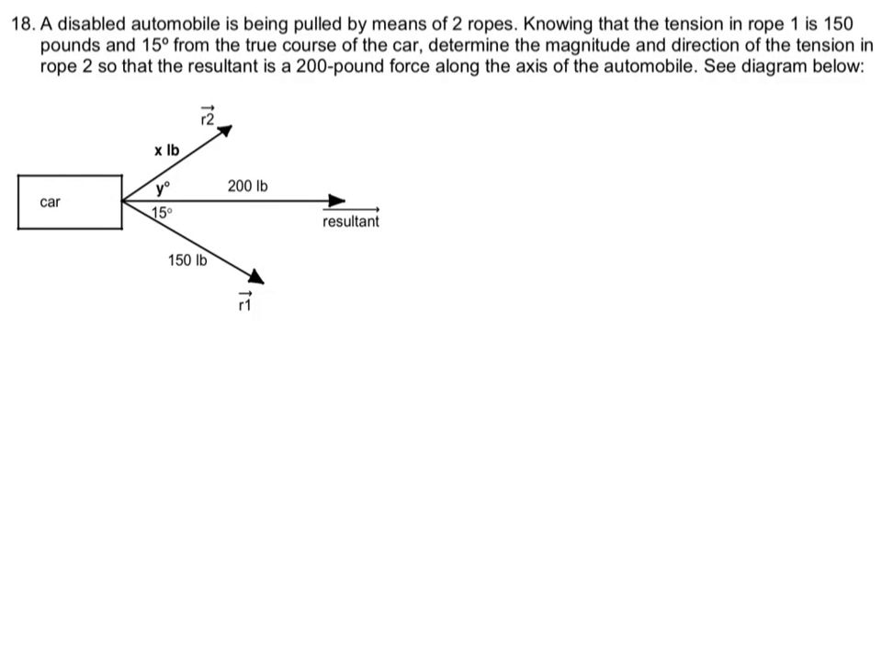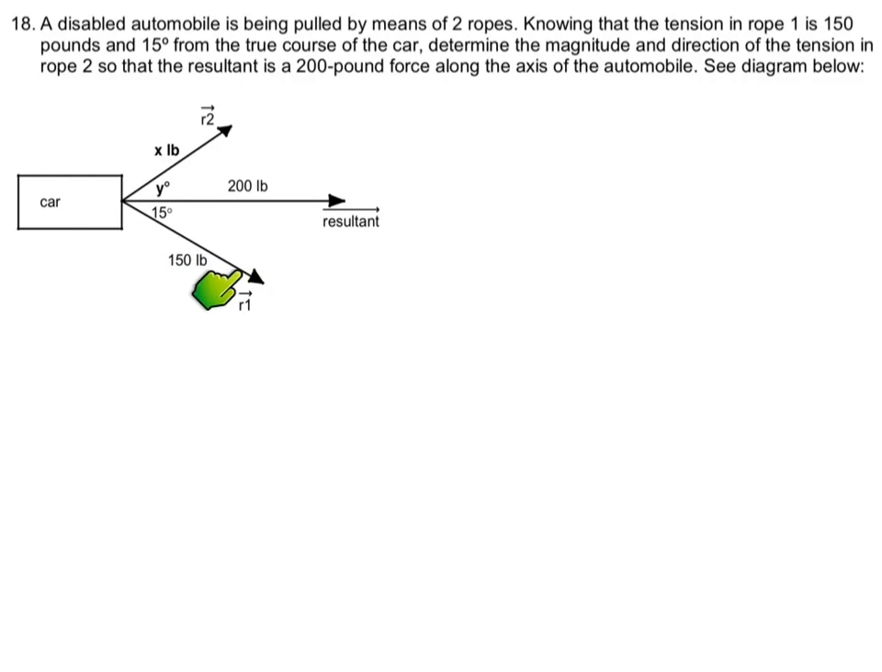This is vector review problem number 18. In this problem, we have three vectors that we can see in the diagram. Going through the words here, we've got two vectors that are acting upon this car, vector R2 and vector R1. Those are the two vectors that are forces pulling on the car.